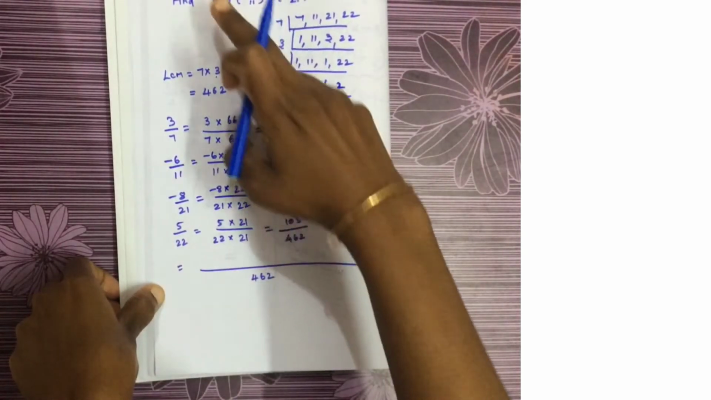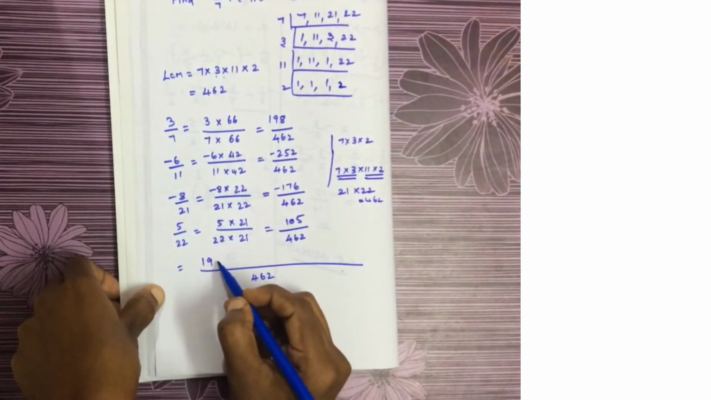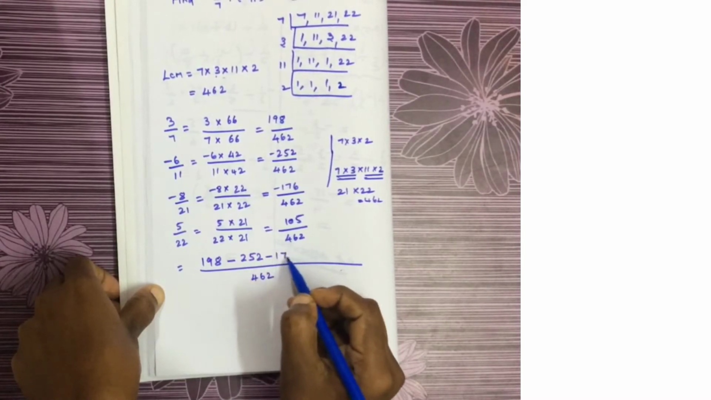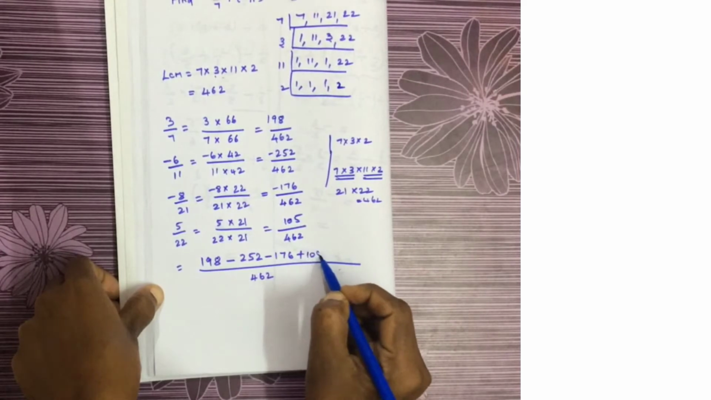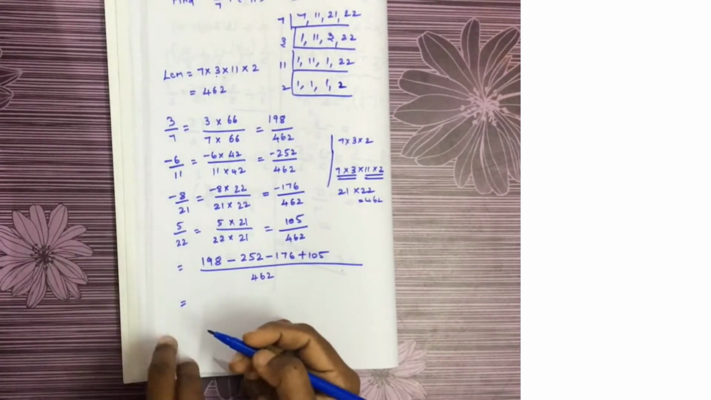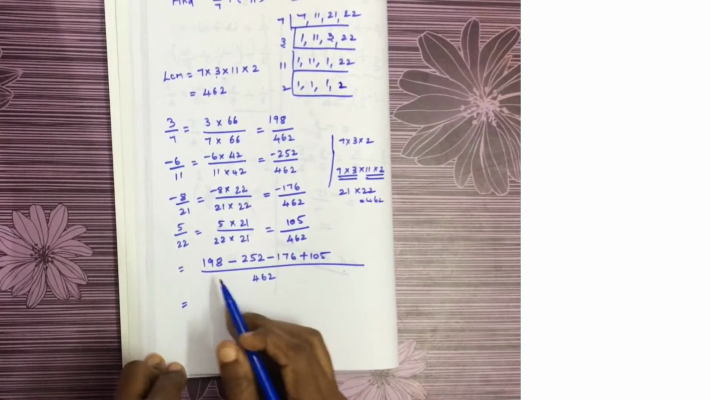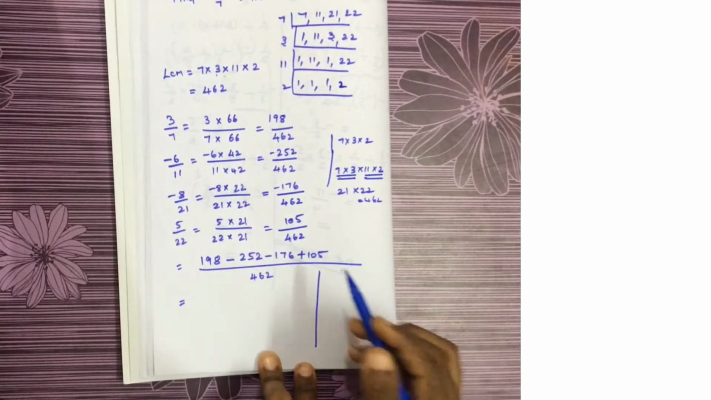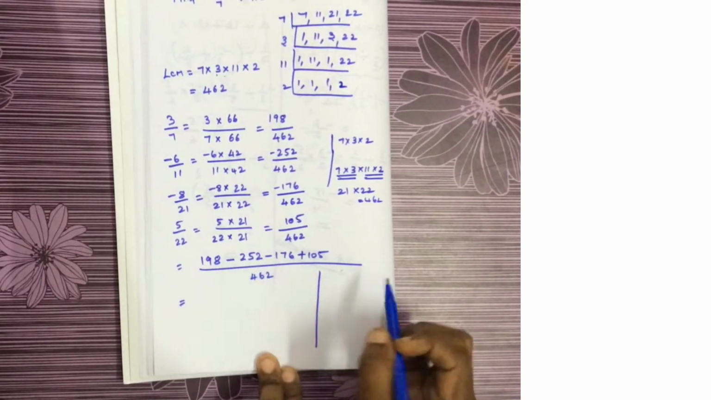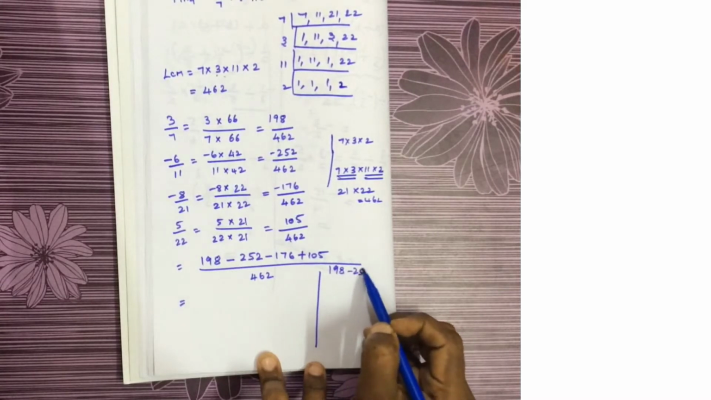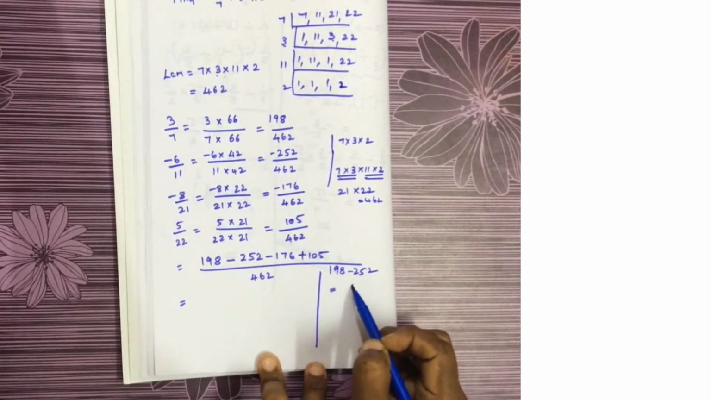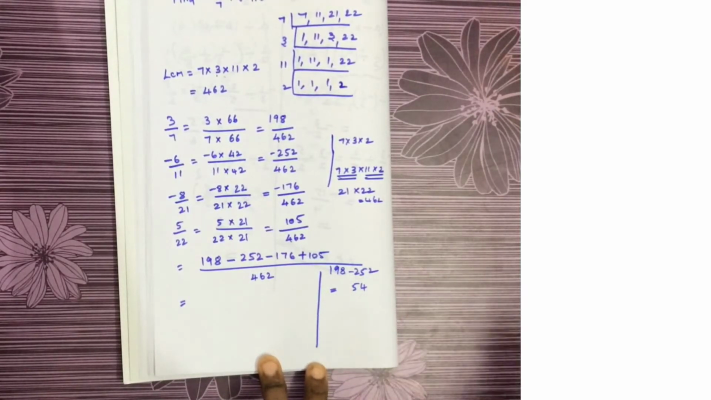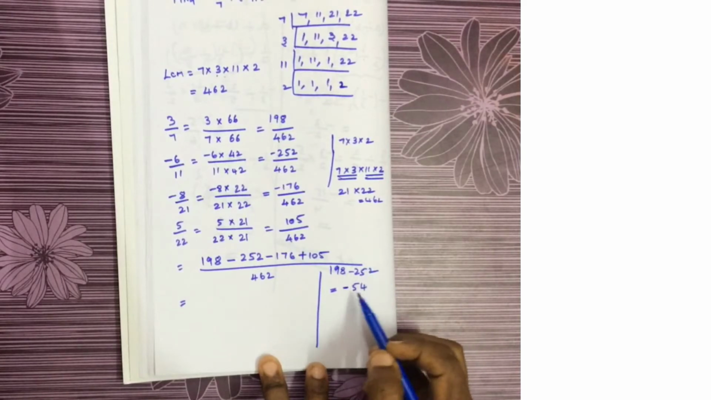Instead of 3 by 7 I can write 198, minus 252, minus 176, plus 105, all over 462. That is equal to, what is 198 minus 252? Let me do it here. First I am going to do 198 minus 252. Subtraction gives 54. The greater number is minus 252, so it is minus 54.